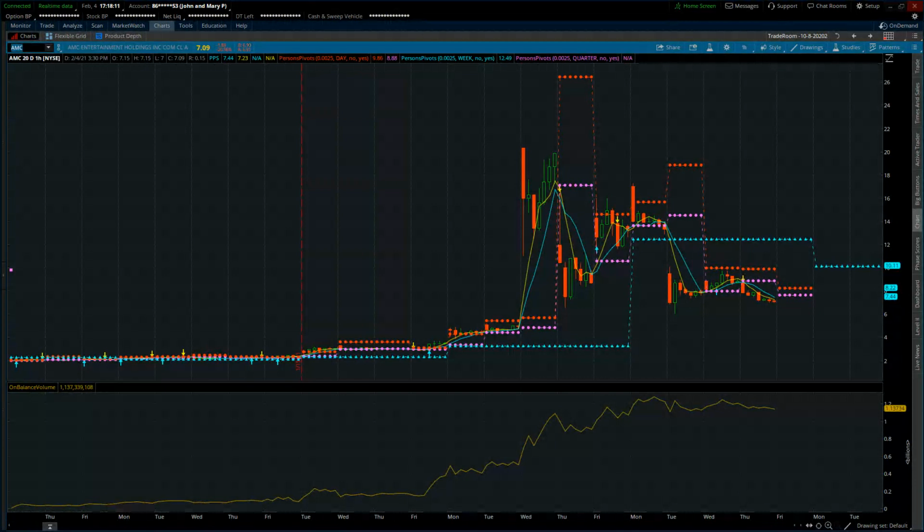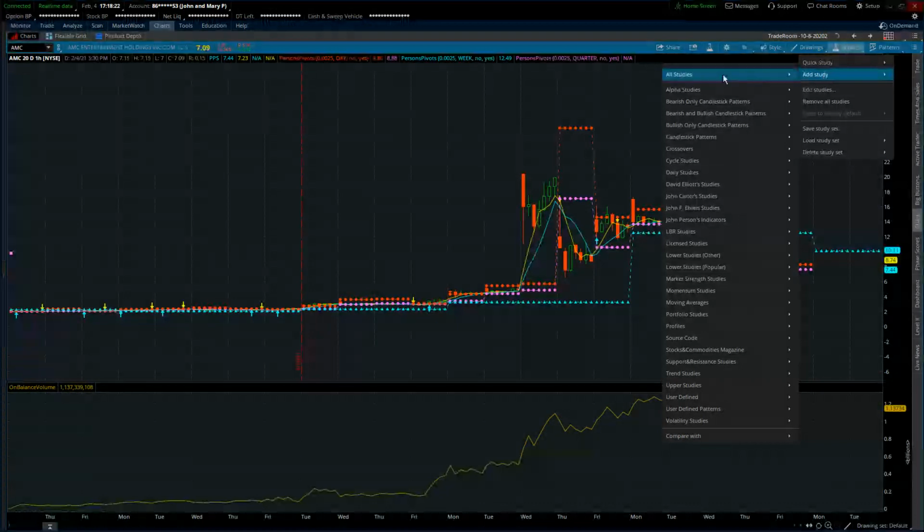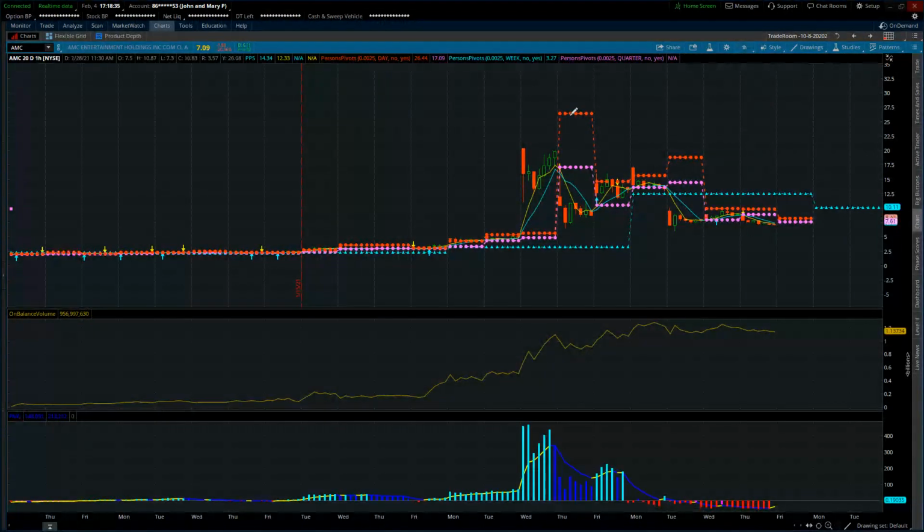let's double check other questions. I wanted to go through first and foremost, just to run through this real quick. We're going to add a study, John Person. Let's take a look at what PMC is. So we have really three indicators for John Person. The first one would be Person's pivots, and I think you have a better understanding of short-term, long-term usage of daily, weekly time frames, how to get it, how to maybe filter it to your liking.